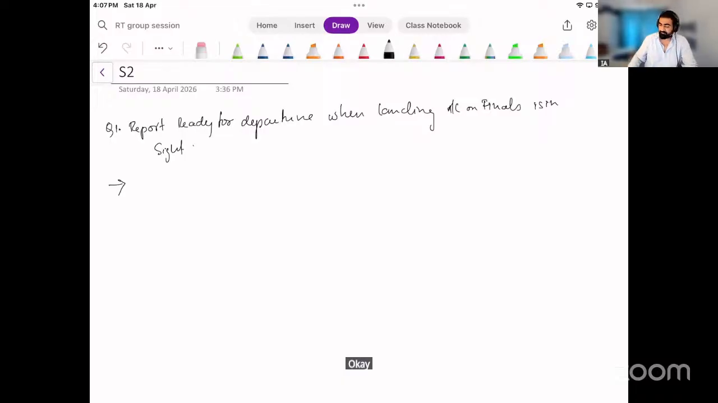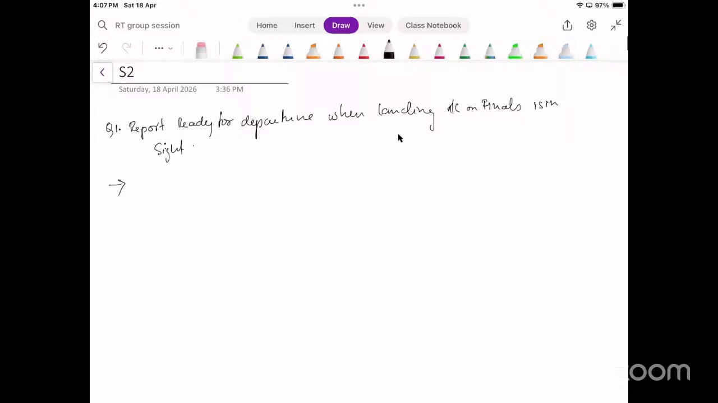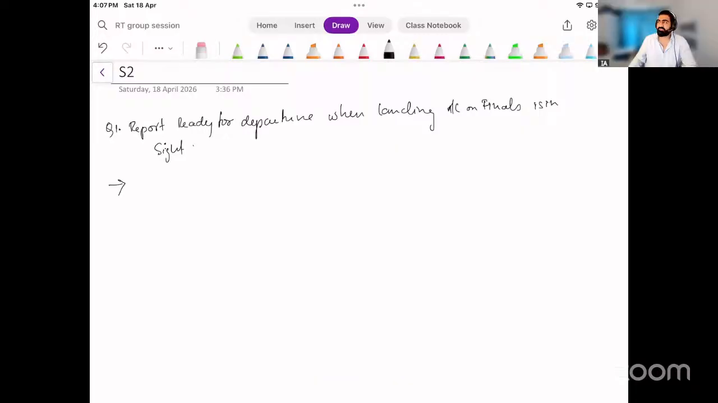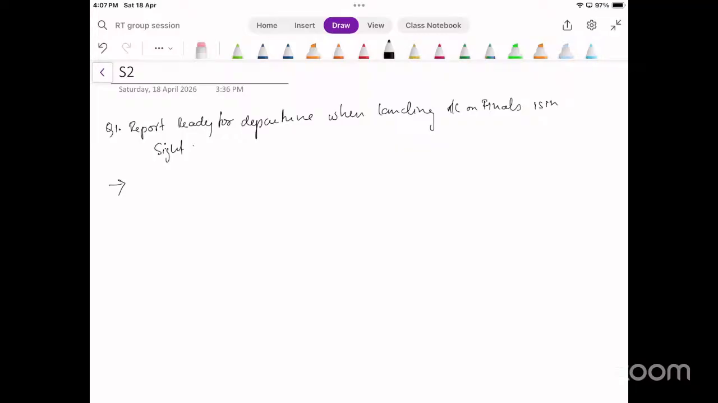Okay. Shabrish, same call. Mumbai Tower, Victor Tango Sierra November India. How do you read? Victor Tango Sierra November India, Mumbai ground. Read you 4. Speak slower. Mumbai Tower, Victor Tango Sierra November India, holding short runway 27, ready for departure. Aircraft on finals, correction. Traffic on finals in sight.